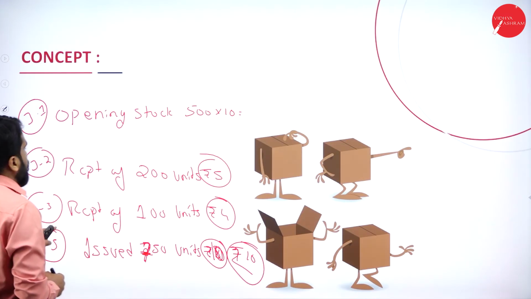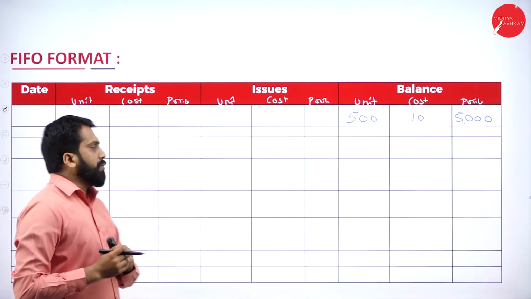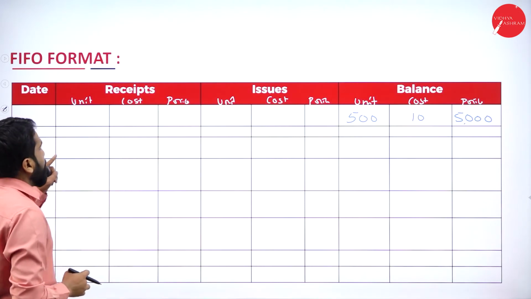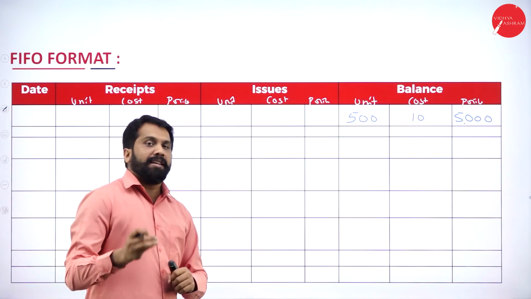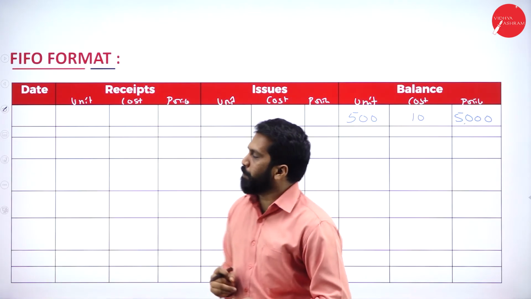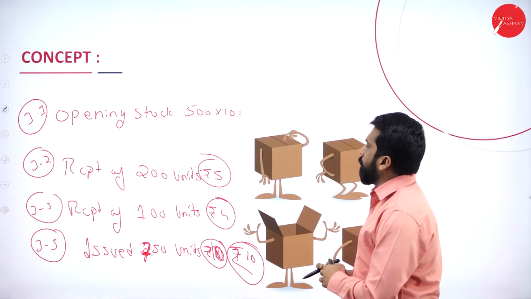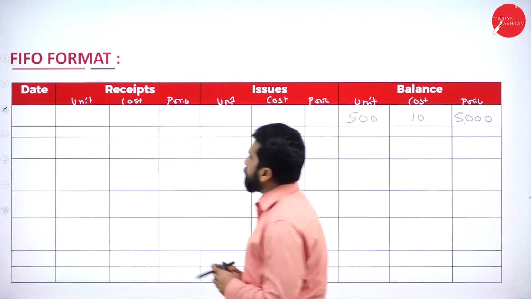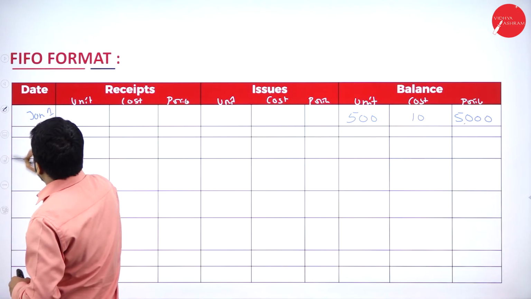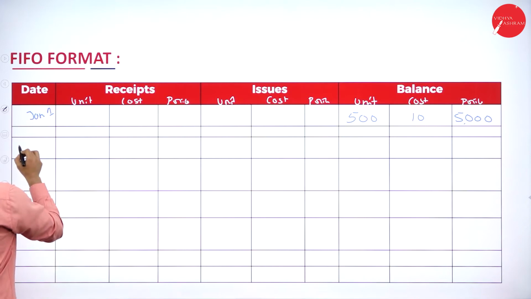The second part will be receipt of 200 units at rupees 5. Now you tell me which column I should write. Correct. We should write it under the receipt column because in the question they have specifically mentioned that it is received. Now the date is January 2nd, receipt of 200 units. So you have to mention the date every time. So January 2nd, I'll use this column because it is a little bigger.